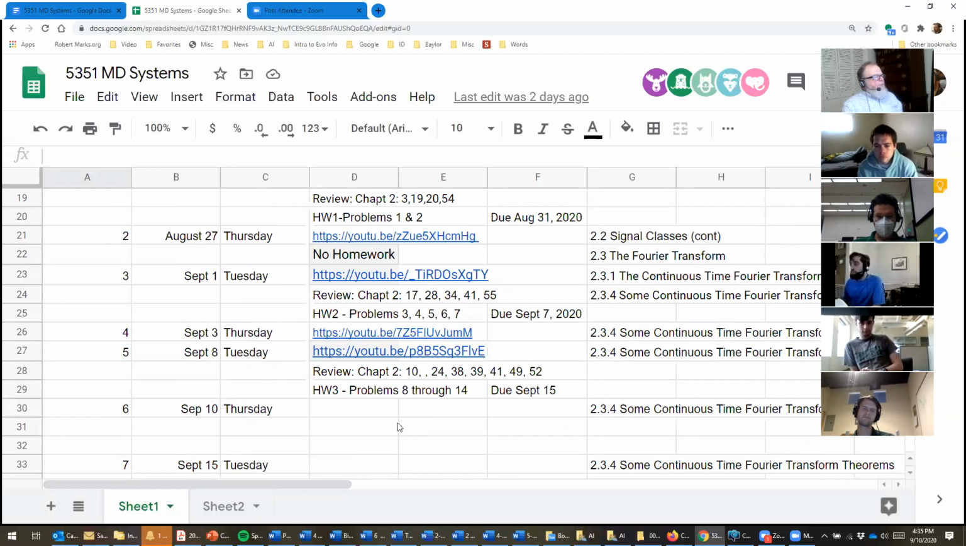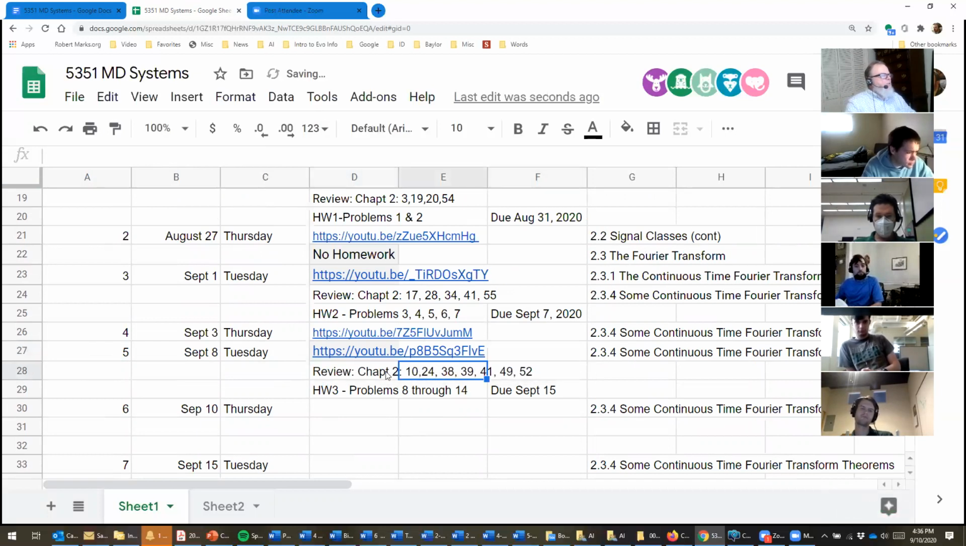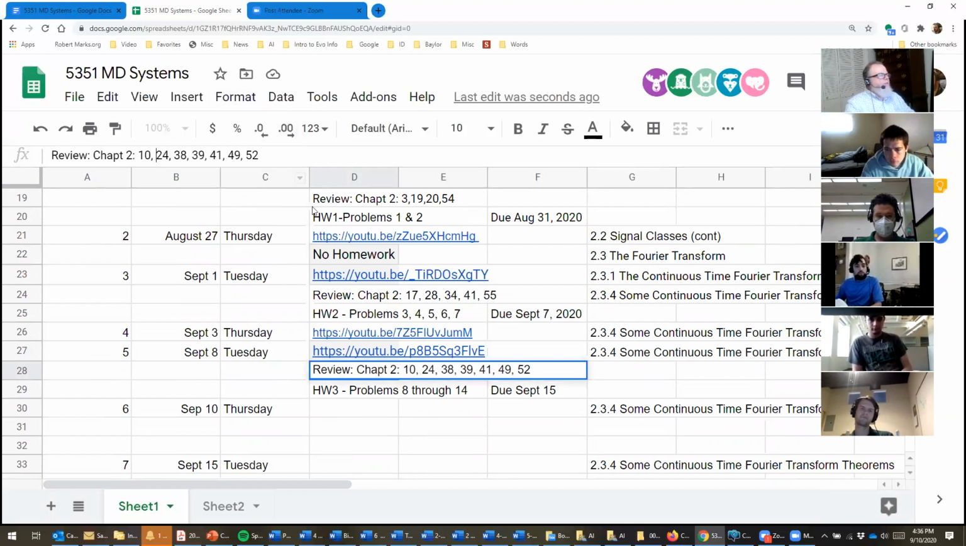I also gave you some review problems from chapter 2. Yes, we're still in chapter 2. You can see there's a lot there if we really want to get our tool chest correct. I'm wondering if anybody has any questions about the review problems in chapter 2, even if you've looked at them.